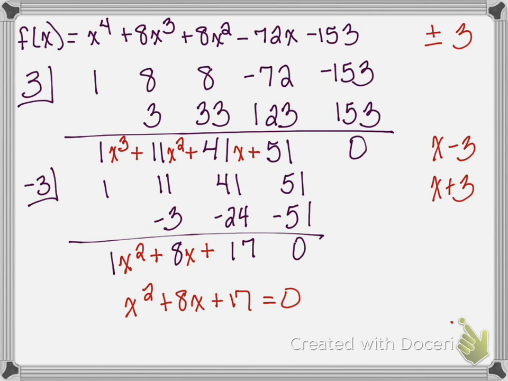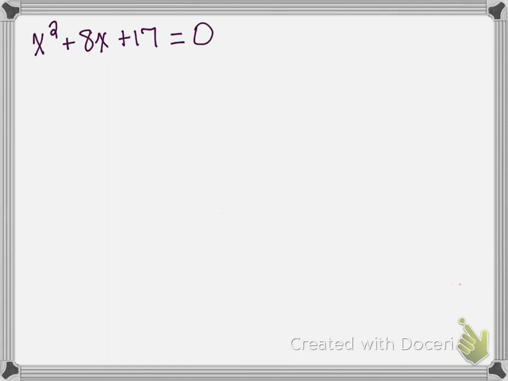Are we good on how I did the synthetic division here? Okay. So I have x squared plus 8x plus 17. Okay, this can't be factored. So I'm going to have to use either the quadratic formula or completing the square. Doesn't matter which one. And I'm looking for the rest of my solutions. What were the solutions I already had? Good. Okay, plus and minus 3.